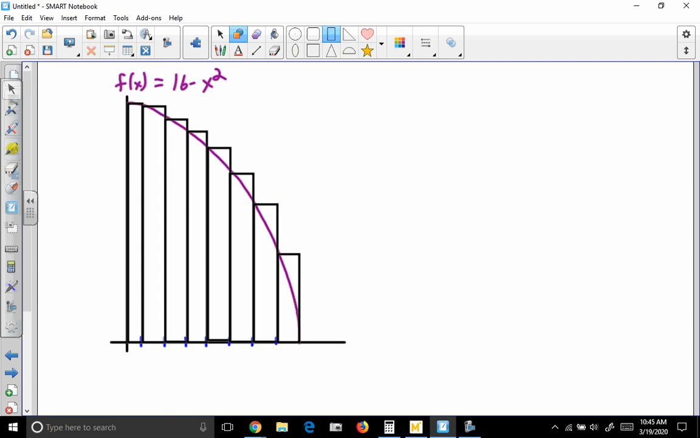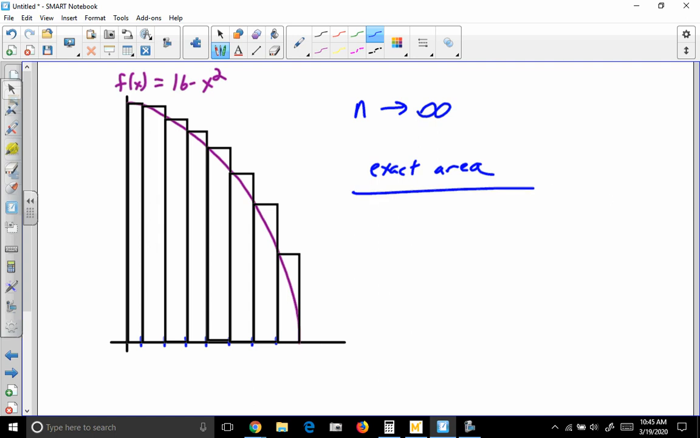And if we wanted a better approximation, then we would get more rectangles and more rectangles. So if we let the number of rectangles go to infinity, then this amount of extra would get smaller and smaller and smaller until the extra area essentially went to 0. So that would give us the exact area.